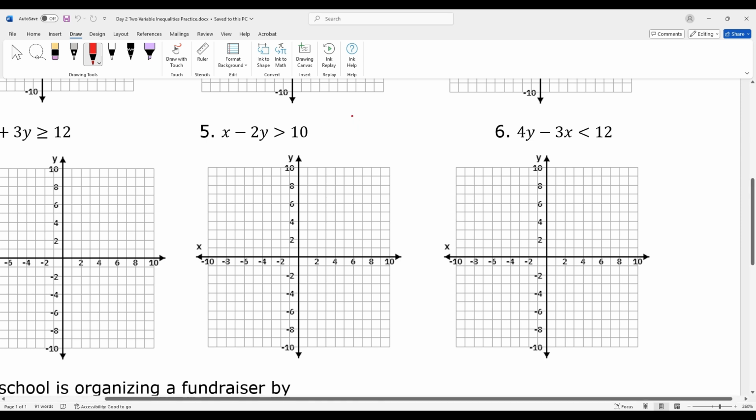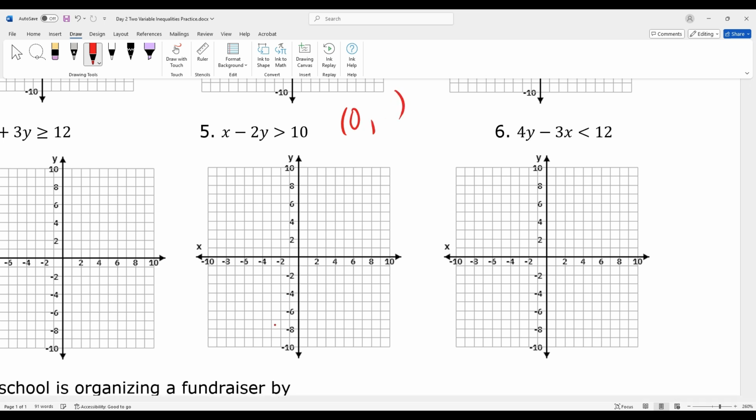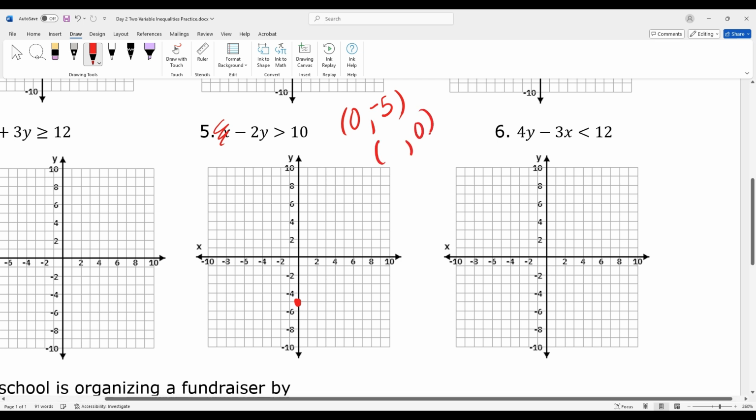So number 5, we want to find our x and our y intercept. Our y-intercept is when x is equal to 0. When x is equal to 0, that gives you negative 2y greater than 10. That gives you 10 divided by negative 2, which is negative 5. So I'm going to go down here to negative 5, plot my y-intercept.